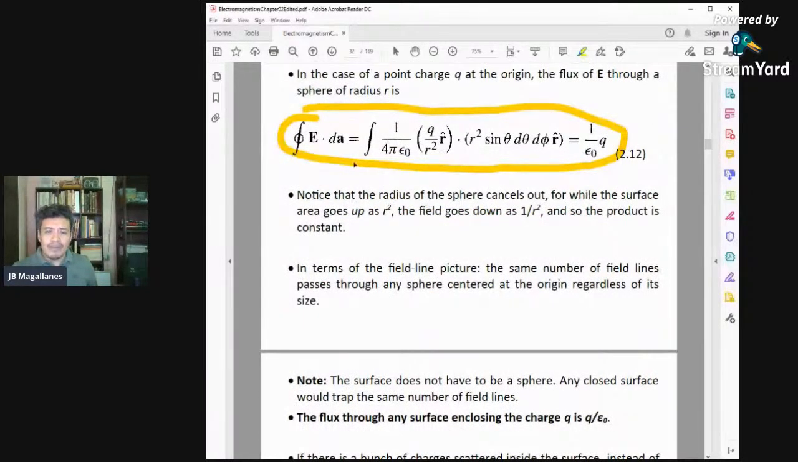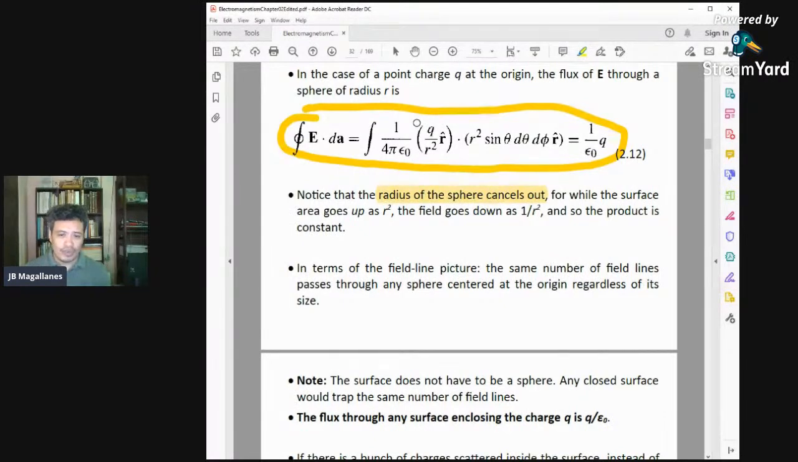So in this expression, the radius of the sphere cancels out. So that means you're not exclusive to one kind of surface. This result is valid for any surface, like a cube or an irregular surface. Once it traps a charge, the field from the charge that comes out is equal to q over epsilon sub O, the charge trapped within that surface.